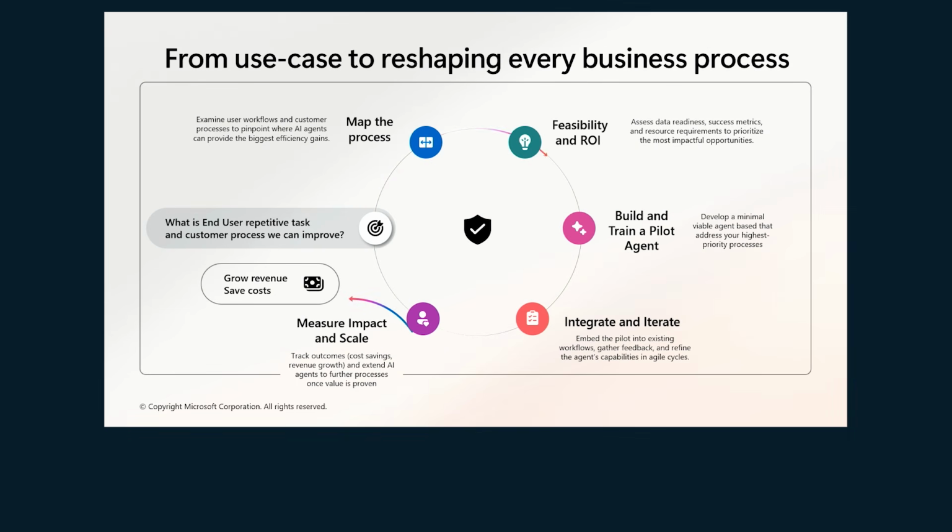If there is one common thread across all the use cases we have discussed, it's this. They begin with mapping and analyzing business processes. Identifying repetitive tasks and customer workflows is the key to unlocking efficiency through AI. Start by examining how users interact with your systems. Look for steps that could be automated or even eliminated altogether.